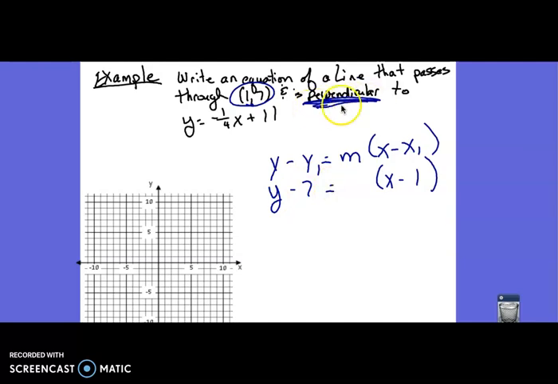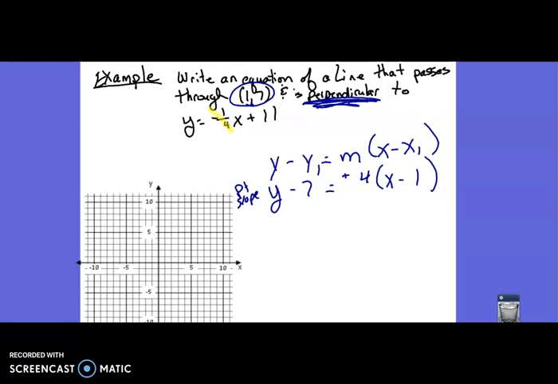Again, you got to pay attention to this. If it said parallel, then we would use the exact same slope as that line. But it doesn't say parallel, it says perpendicular. And perpendicular means opposite reciprocal. So this was negative, so we're going to put a positive number there. And the reciprocal of 1/4 is 4/1, or just plain 4. So this is point slope form.